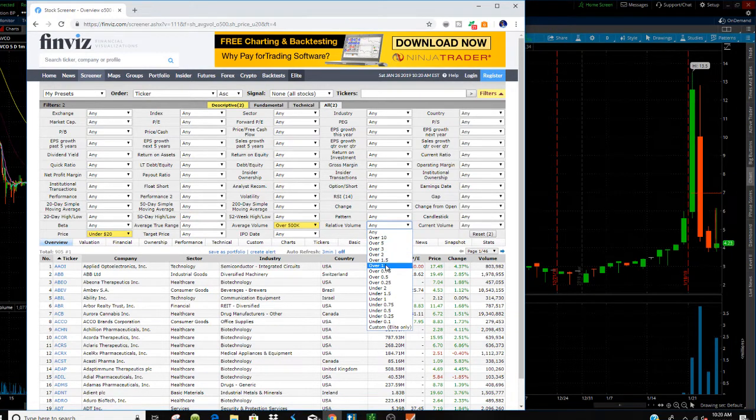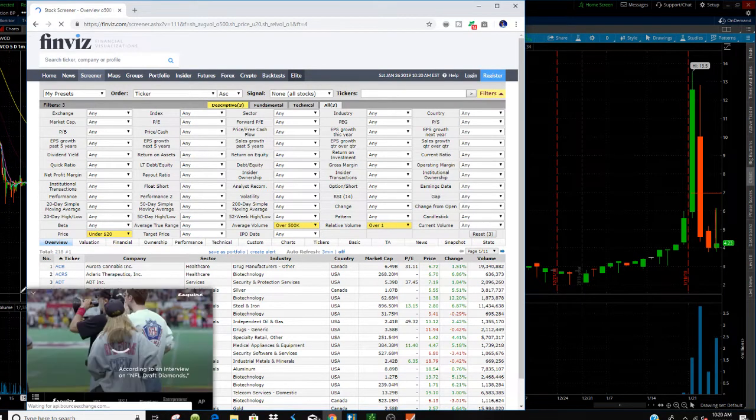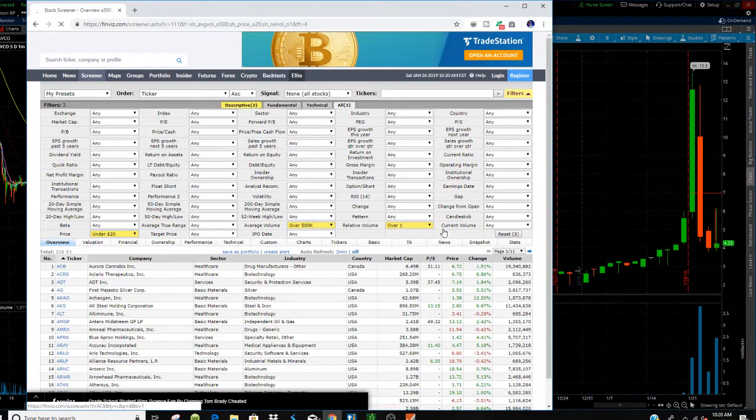We want it to be over anywhere from over 0.75, 1, or even 1.5. One of these three. Let's just start off with 1. And let's see. So now we filtered all the way down to 218 stocks right there. That's our total. So the next thing that we can do is we can change this.